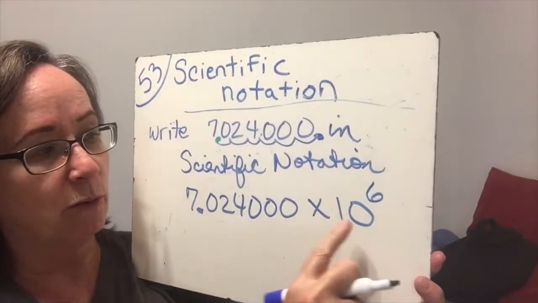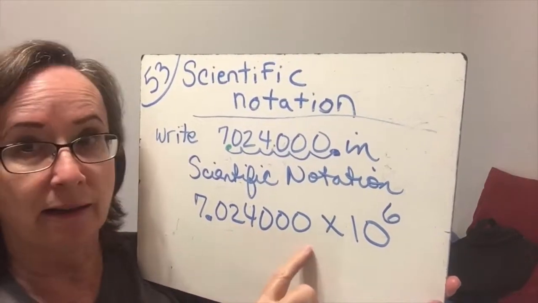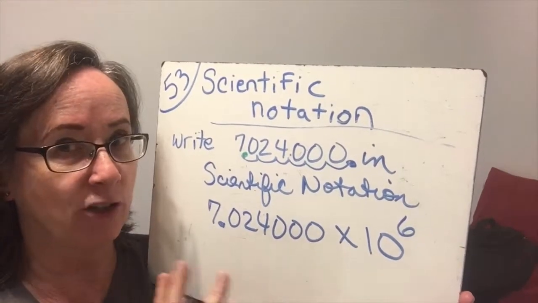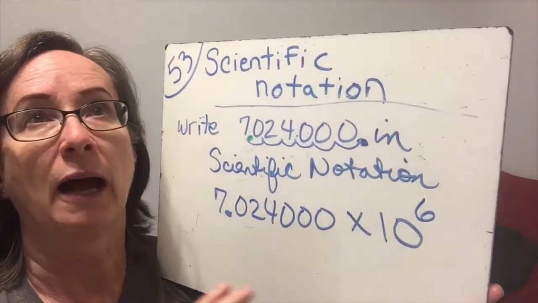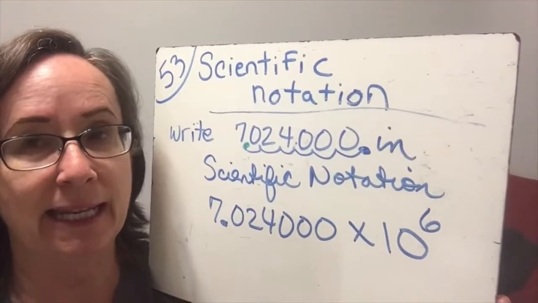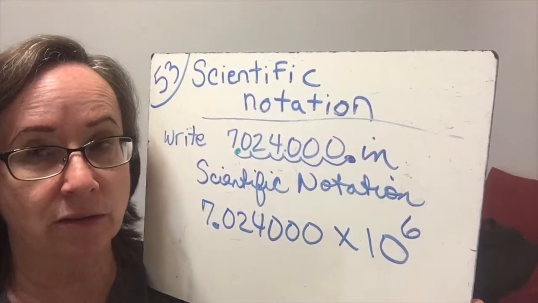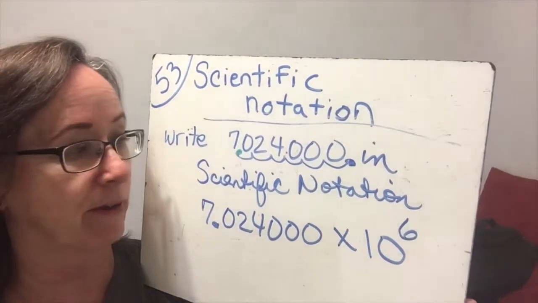Okay, so won't multiplying by 10 to the 6th take the decimal back 6 places to the right? Like I said, I don't want to change my number. I'm just representing my number in a new form. Scientific notation is used a lot to help us do math with very, very large or very, very small numbers.